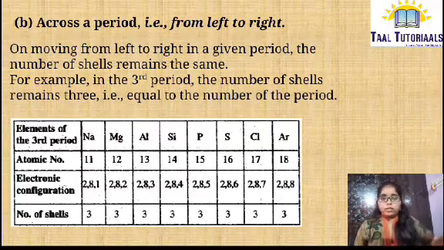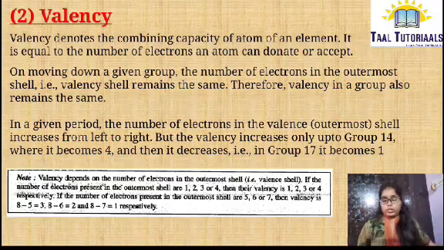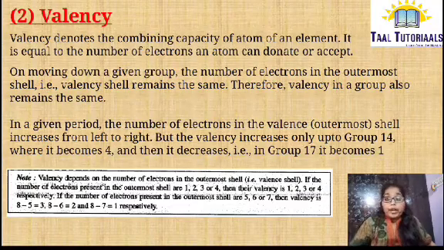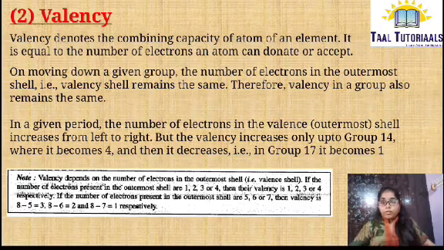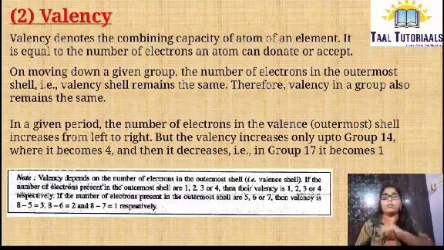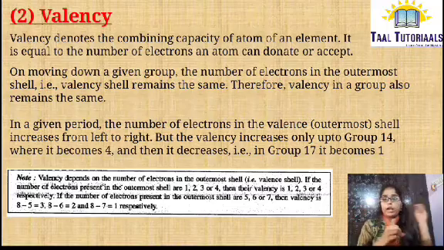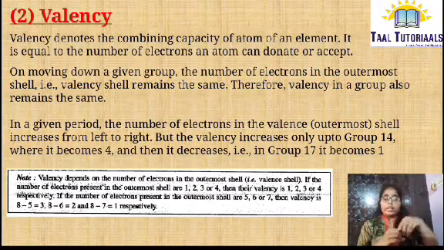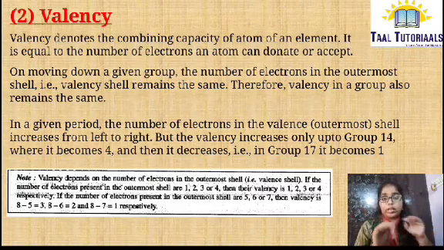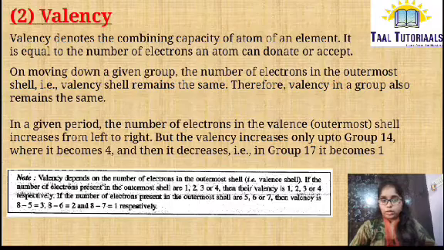Then comes valency. What is valency? Valency denotes the combining capacity of an atom of an element. It is equal to the number of electrons an atom can donate or accept. See, we have the valence shell and we have some electrons there. How many electrons it can give or how many it can take, that capacity of an atom of an element is known as valency. Understood?